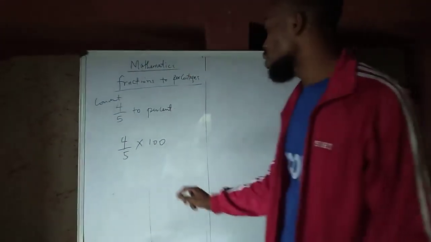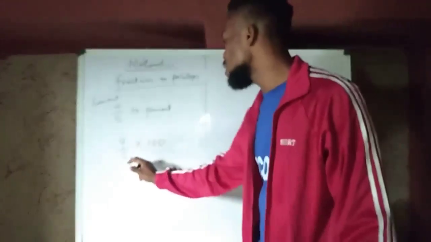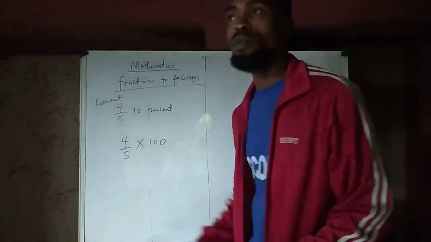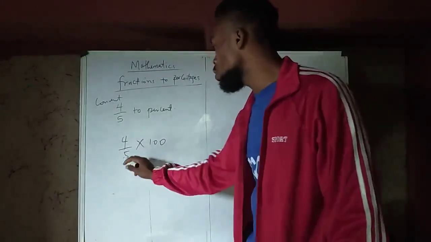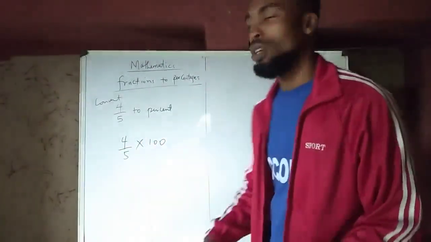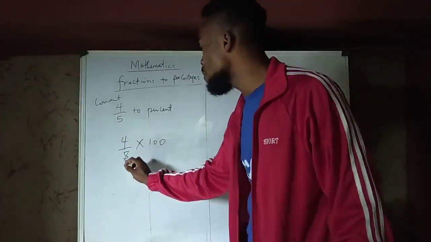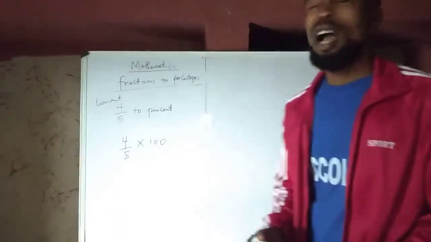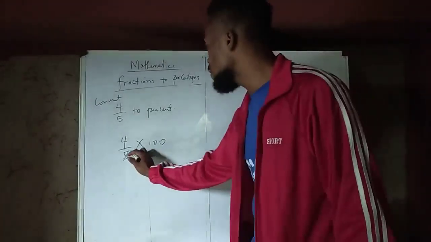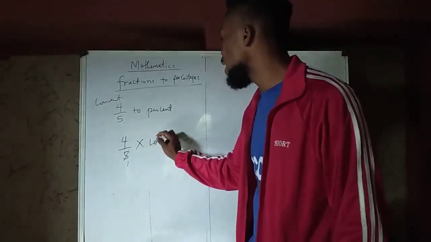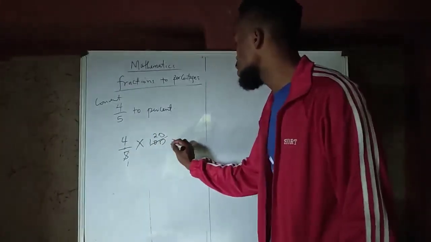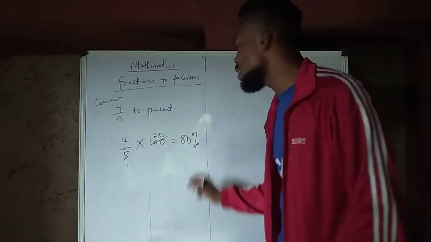Multiplied by 100 here. Now, when we have a multiplication of a fraction with another number, if the numbers are divisible, if they have a common factor, you can divide them. So I'll divide here, because 5 and 100 have a common factor, which is 5. So 5 divided by 5 gives me 1. 100 divided by 5 gives me 20, right? So 4 times 20 is going to be what? 80. And this is 80 in percent.